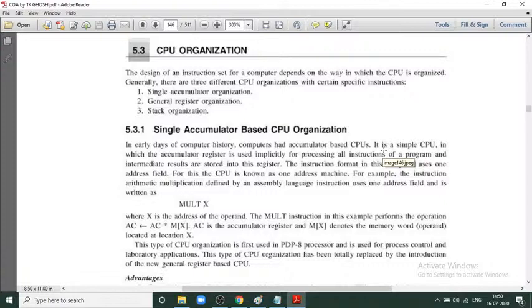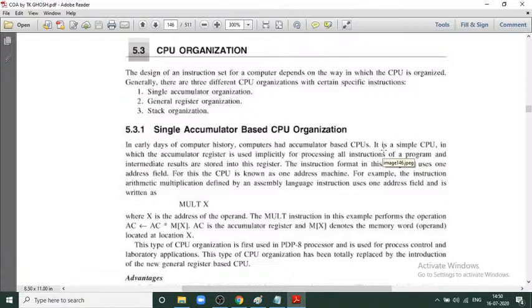So I am talking about single accumulator based CPU organization. In that particular CPU organization, there is only one register. You know what a register is? A register is nothing but a combination of flip-flops which is capable of storing data. Data may be 8-bit, 16-bit, 24-bit, 32-bit, etc.